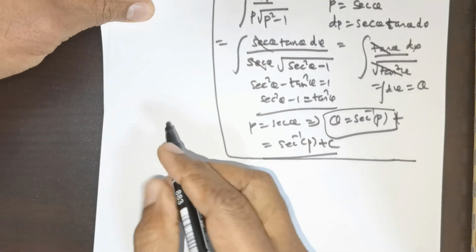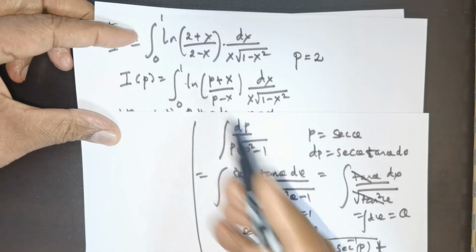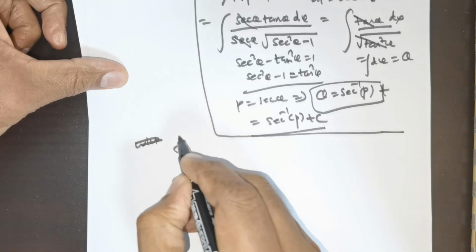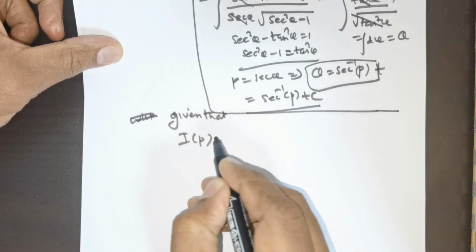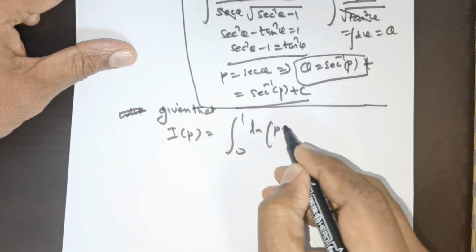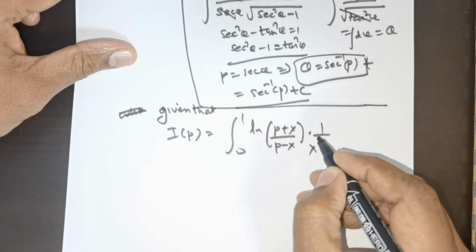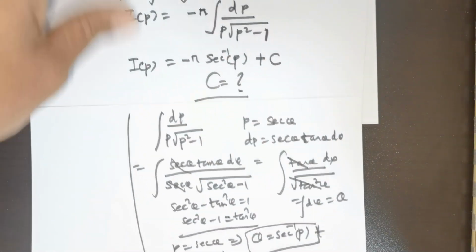Okay, so we know that this is the original function, I of p. So let me write that. Actually, I cannot say we know that, I have to say given that I of p is equal to the integral from 0 to 1 of ln of (p positive x over p negative x) multiplied with 1 over x times the root of 1 negative x squared times dx. This is what is given.